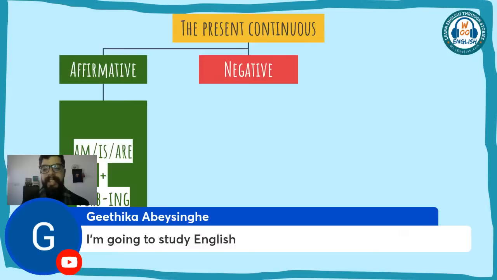I'm going to study English. Don't pay attention to this sentence, Getika, because this is not the present continuous. This is actually the future. I am going to. This is the future, right?